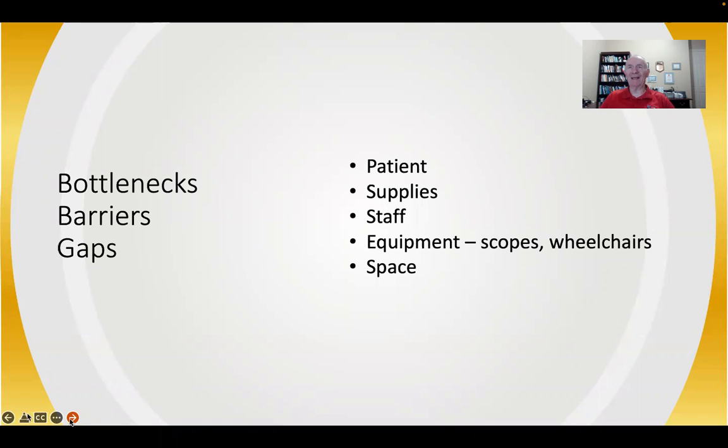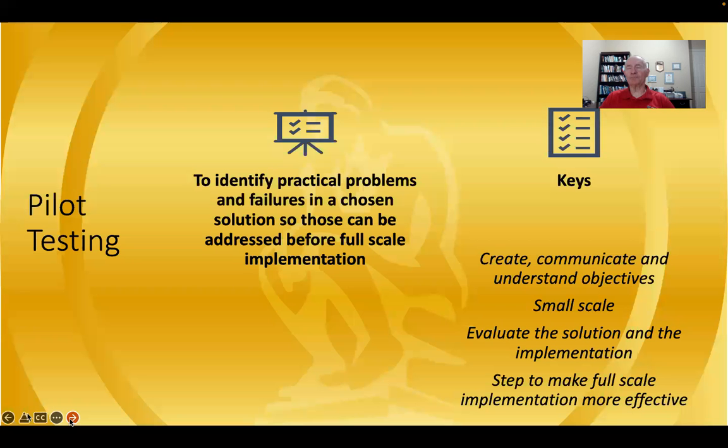As you go through that analyze phase and look at the improvement things, there are certain bottlenecks, barriers, or gaps that are there, including the patient themselves, the supplies, the staffing, the equipment, the space available, all those kinds of things. So as you're looking at the improve stage, we're looking at what can we do to improve or remove those bottlenecks, barriers, or gaps, and how we might go forward.